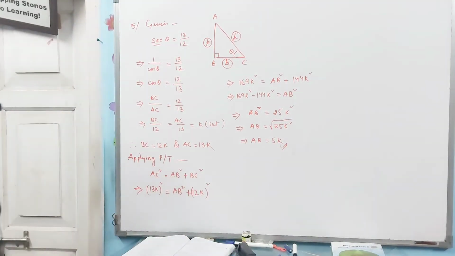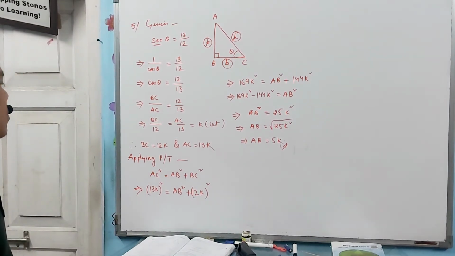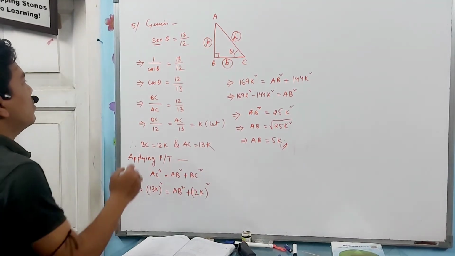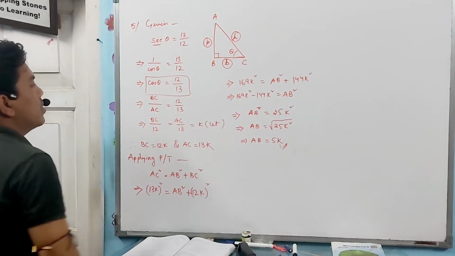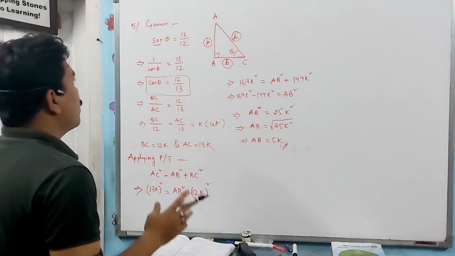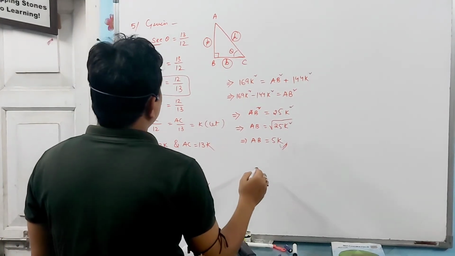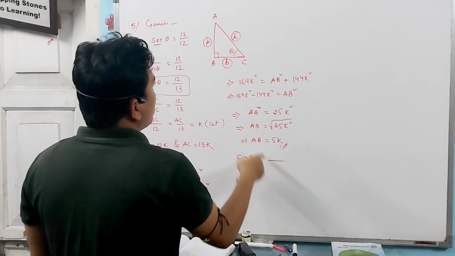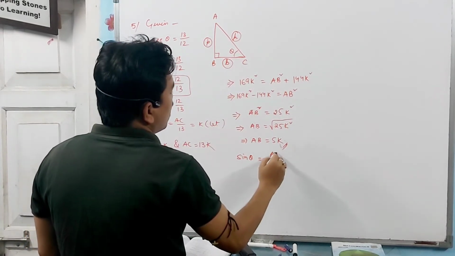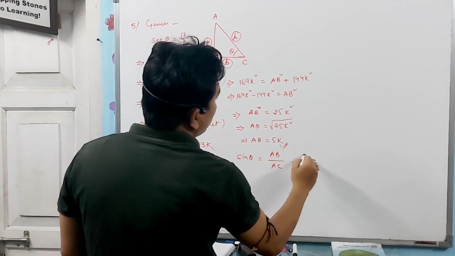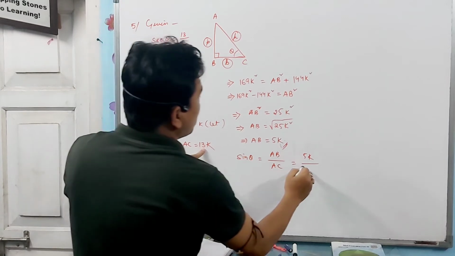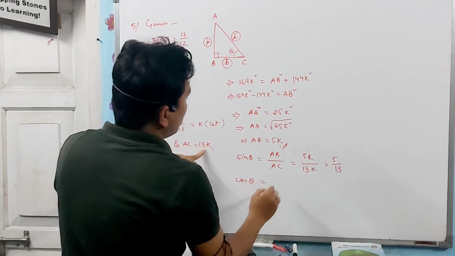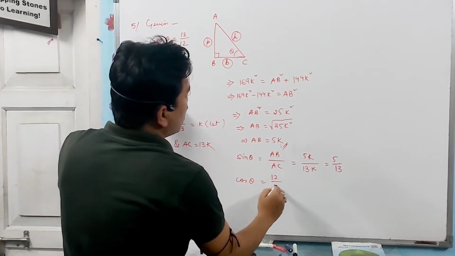So we got the value of AB also in terms of K. Now, what we have to find out? Sec is already given. We got the value of cos also. So, what else are left? Sine is left. Let us find out sine theta. Sine theta is AB by AC. What is AB here? 5K. What is AC? 13K. K and K got cancelled. What we got? 5 by 13. Cos theta we already got as 12 by 13, shown above.